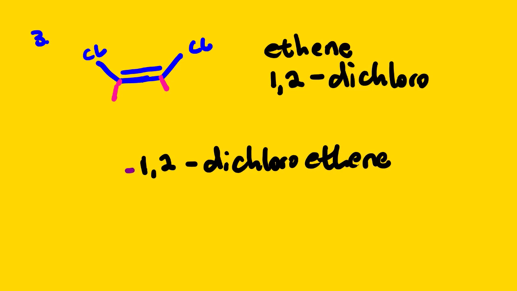Then we can put a hyphen here. You can see that this is a Zusammen, so we put Z here. One would also say this is a cis-1,2-dichloroethene. So it is possible for a compound to be a Z and also be a cis.